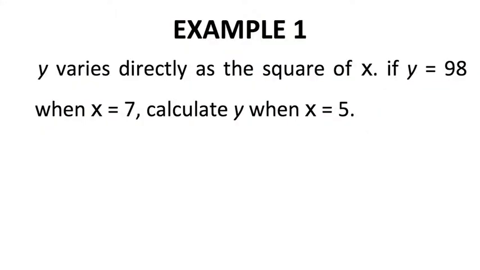Let's see examples. The first example, that is example 1, we said y varies directly as the square of x. If y equals 98 when x equals 7, calculate y when x equals 5. The question again. y varies directly as the square of x. If y equals 98 when x equals 7, calculate y when x equals 5.